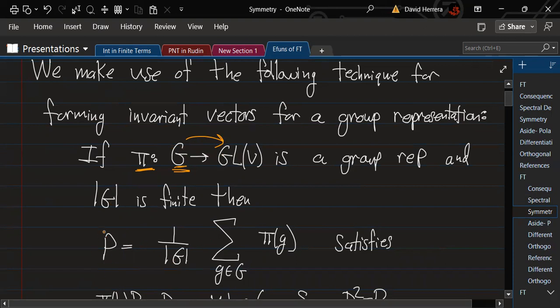Then what we're going to do is define this P operator, because GL of V is the invertible linear transformations on V. In some sense, you could think of them as invertible matrices or invertible operators. So what we do is take all the possible representations of G. G is filled with lots of little g elements of the group, and pi of g is the representation of that, the thing that g is being represented as. Then you average over all of them, and we call this thing P.